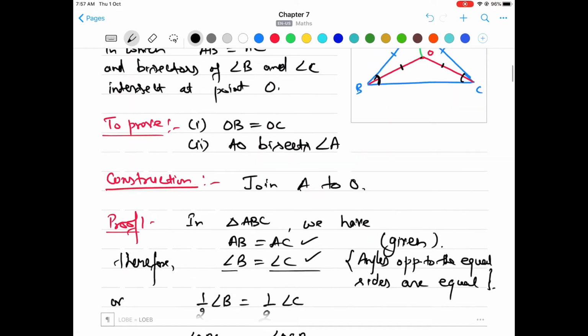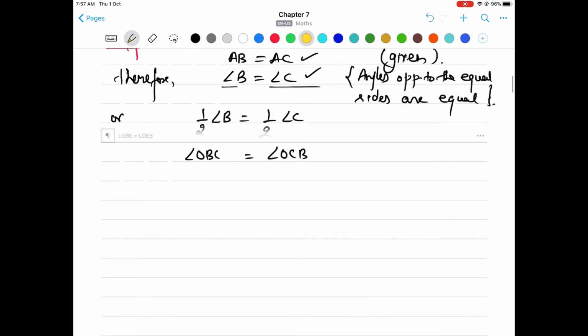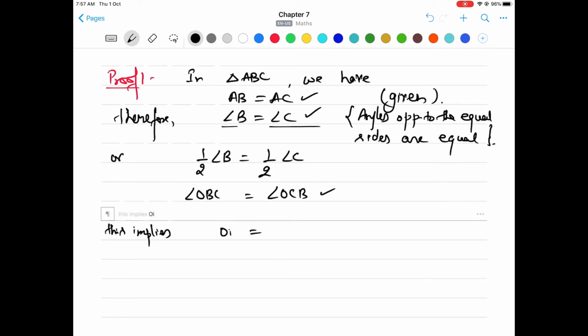Okay, so now since we got that these two angles are equal, that means their opposite sides will also be equal by theorem 7.3. So this implies that since these two angles are equal, the opposite sides OB and OC will be equal. OB will be equal to OC, and this is by theorem 7.3, which says sides opposite to the equal angles are equal.